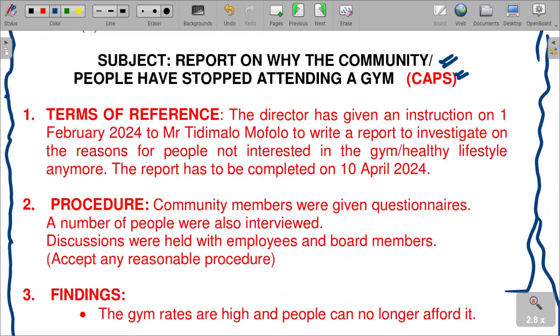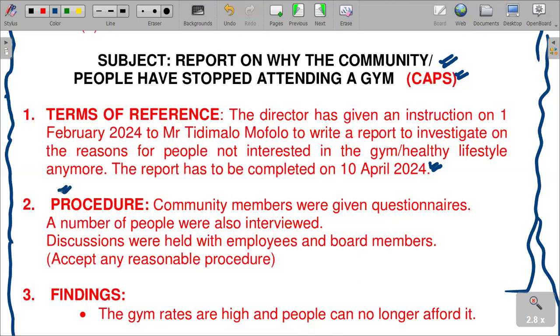So, terms of reference. We are saying the terms of reference: the director has given an instruction on 1 February to write a report to investigate the reasons for people not being interested in the gym or health lifestyle anymore. The report has been completed. It has to be completed by 10th of April.